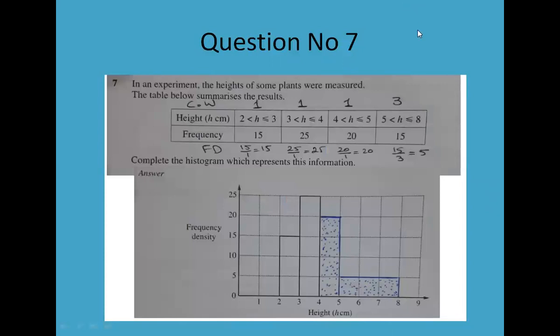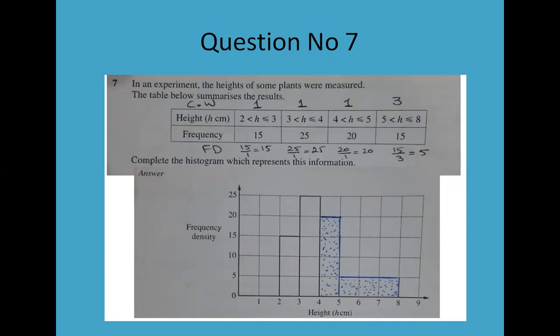Okay, so on your screen, this is showing up. You can see the class width for the first class is 1, for the second is 2, for the third is 1, and for the fourth one, it's 3. I can find the frequency density for each class. So you will have 15 by 1 is 15, 25 by 1 is 25, 20 by 1 is 20, 15 by 3 is 5.